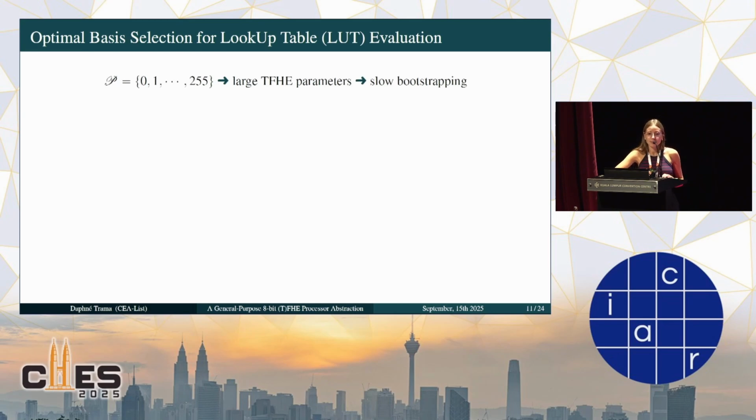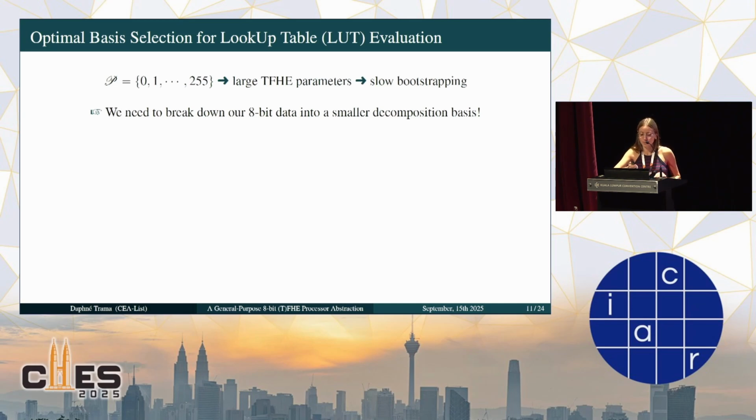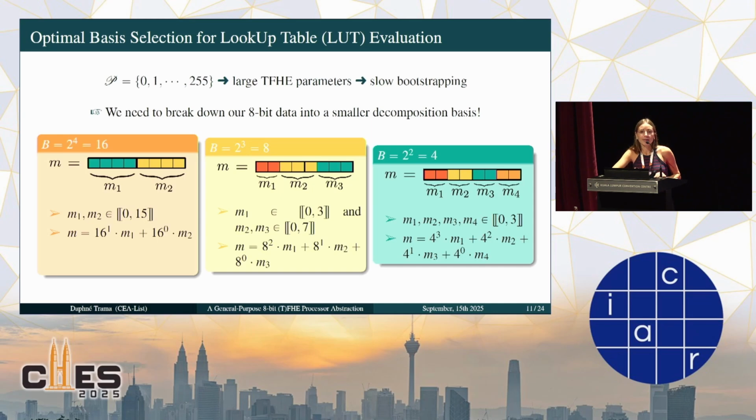So at the beginning of the presentation, I said that we wanted to work over 8-bit values, that is to say values between 0 and 255. But secure TFHE parameters for this plaintext space are very large and do not allow fast bootstrapping at all. So we had to break our messages down in a smaller decomposition basis. Smaller decomposition basis different from 2, of course, because we don't want to simulate the Boolean approach. So from 8-bit messages, we have 3 decomposition bases: basis 16, basis 8, and basis 4.